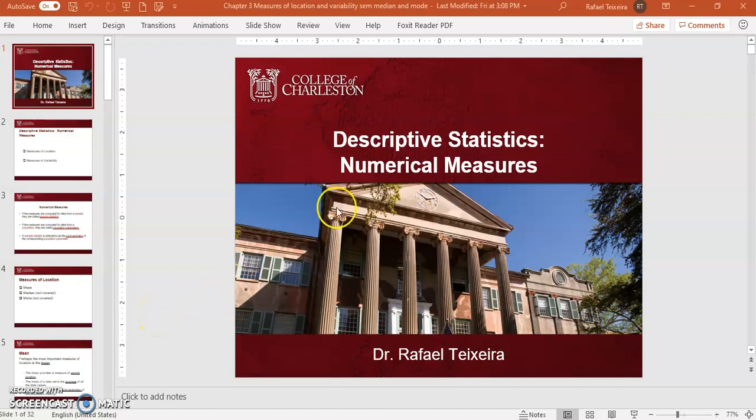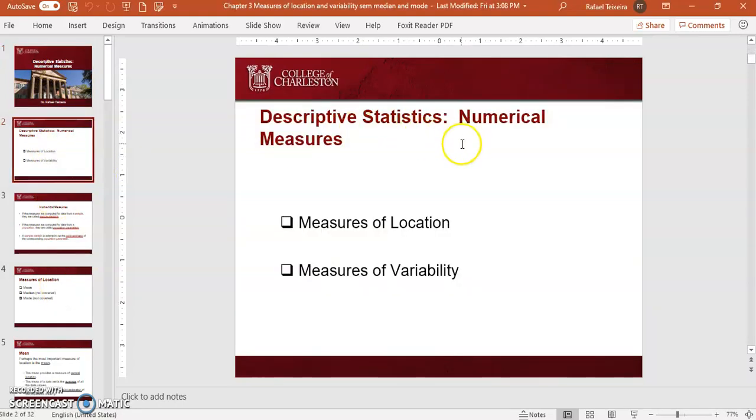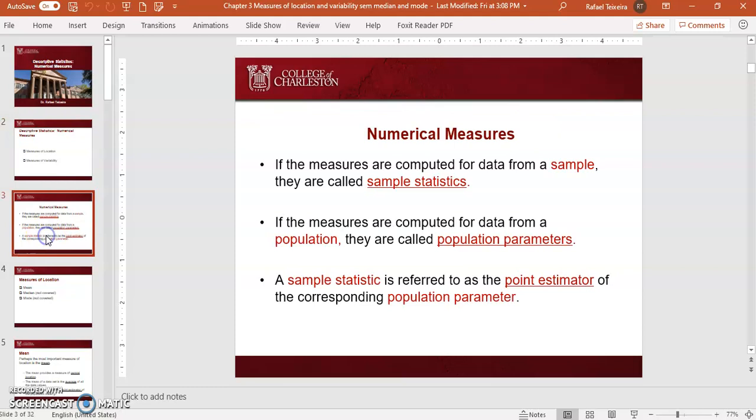Hi, this class is about descriptive statistics, more specifically about measures of location. In descriptive statistics, we have two groups: measures of location and measures of variability. This video is about measures of location.